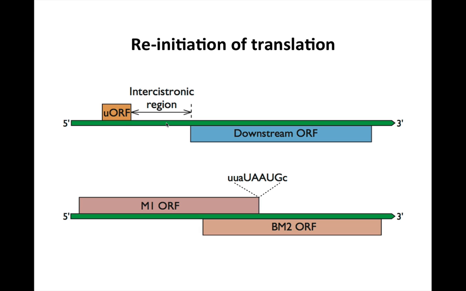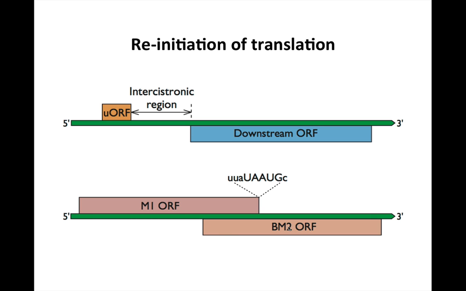At the top is a messenger RNA from a herpes virus, cytomegalovirus. This mRNA has a main open reading frame. It's in blue here. It's called the downstream ORF. But there are, in the 5' non-coding region of these mRNAs, small open reading frames. They're called upstream ORFs. And they can be translated by ribosomes. The ribosomes, when finished translating, will keep scanning. They don't fall off, and they reach the downstream ORF. So they reinitiate translation.